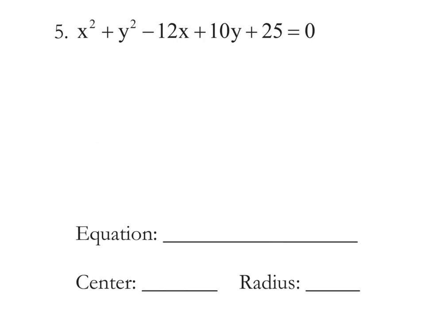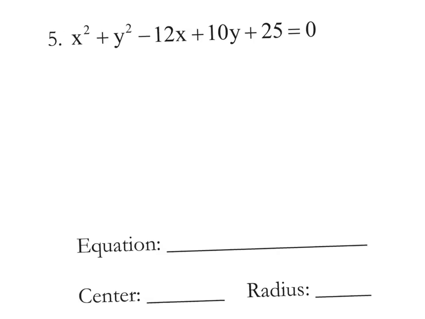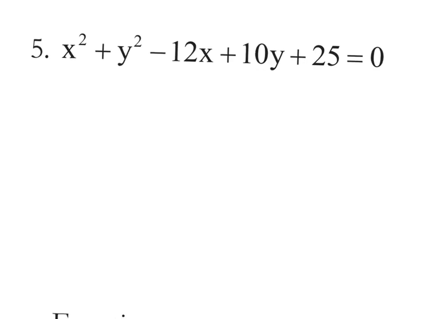Okay, number 5. This is my favorite problem. It's intense, but don't freak out. Here's the deal. This is a circle written in standard form. So we need to rewrite this in center form, which means we need to complete the square with my x's and my y's. So you have to complete the square twice. It is insane. See if you guys can follow along with my steps. Don't freak out. It's going to be okay.